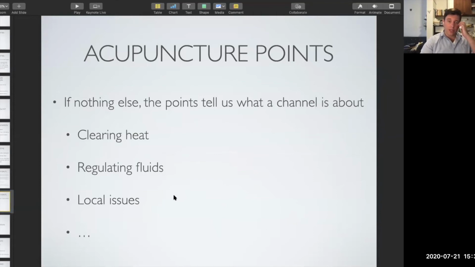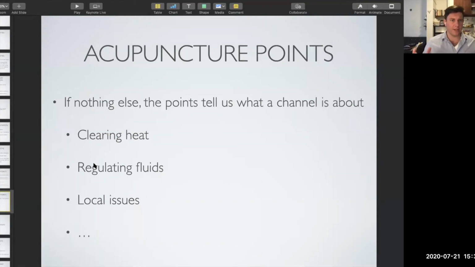And this is what the points on the Sanjiao channel do in general. Most of what the points are, there are a couple exceptions, but those are related to other things, like the Yang Wei point on the Sanjiao channel. But in general, Sanjiao points clear heat, regulate fluids, and treat local issues. The Sanjiao channel is a fairly heavily used channel, but it's not used for particularly fancy functions.